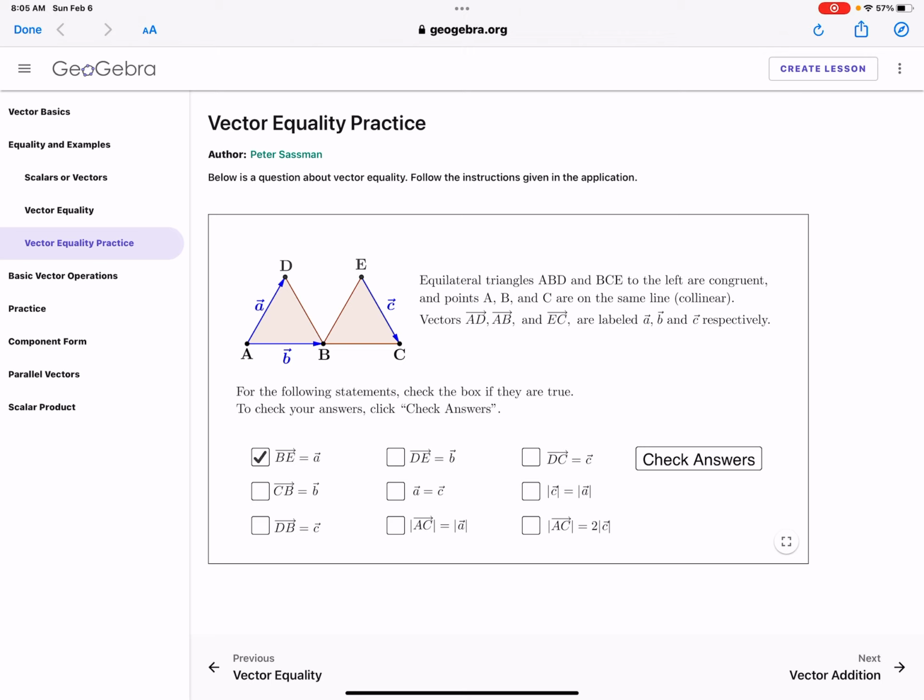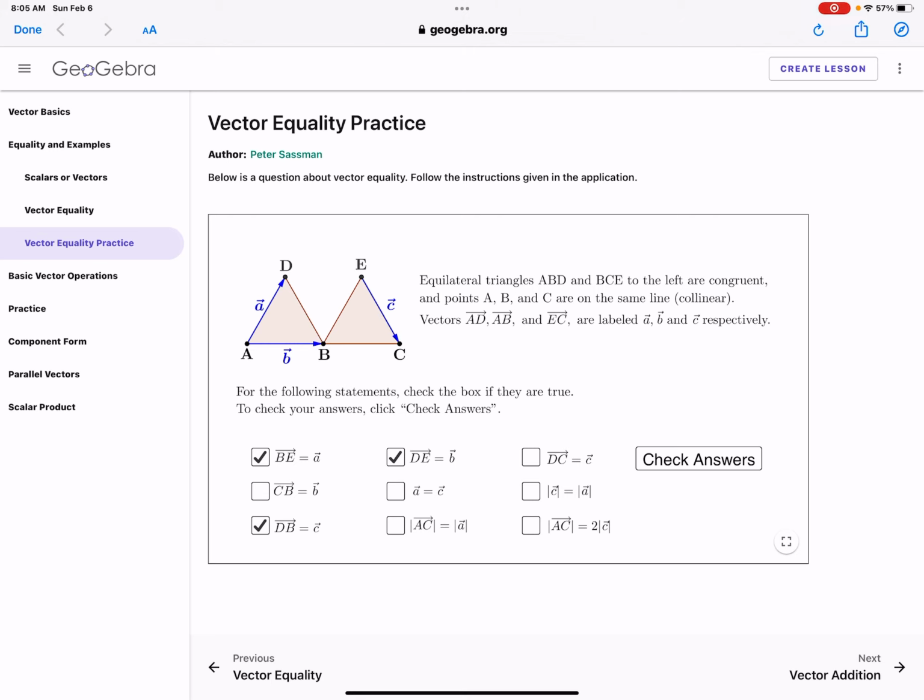Vectors CB and B. These are two vectors equal in magnitude, but they point in opposite directions, so we won't put a check mark there. Vector DB, just follow from D to B, whether it's equal to vector C. They seem to go in the same direction, same magnitude. DE, connect points D and E. That means it's going to be parallel to the two bases, AB and BC. So that is equal to B.